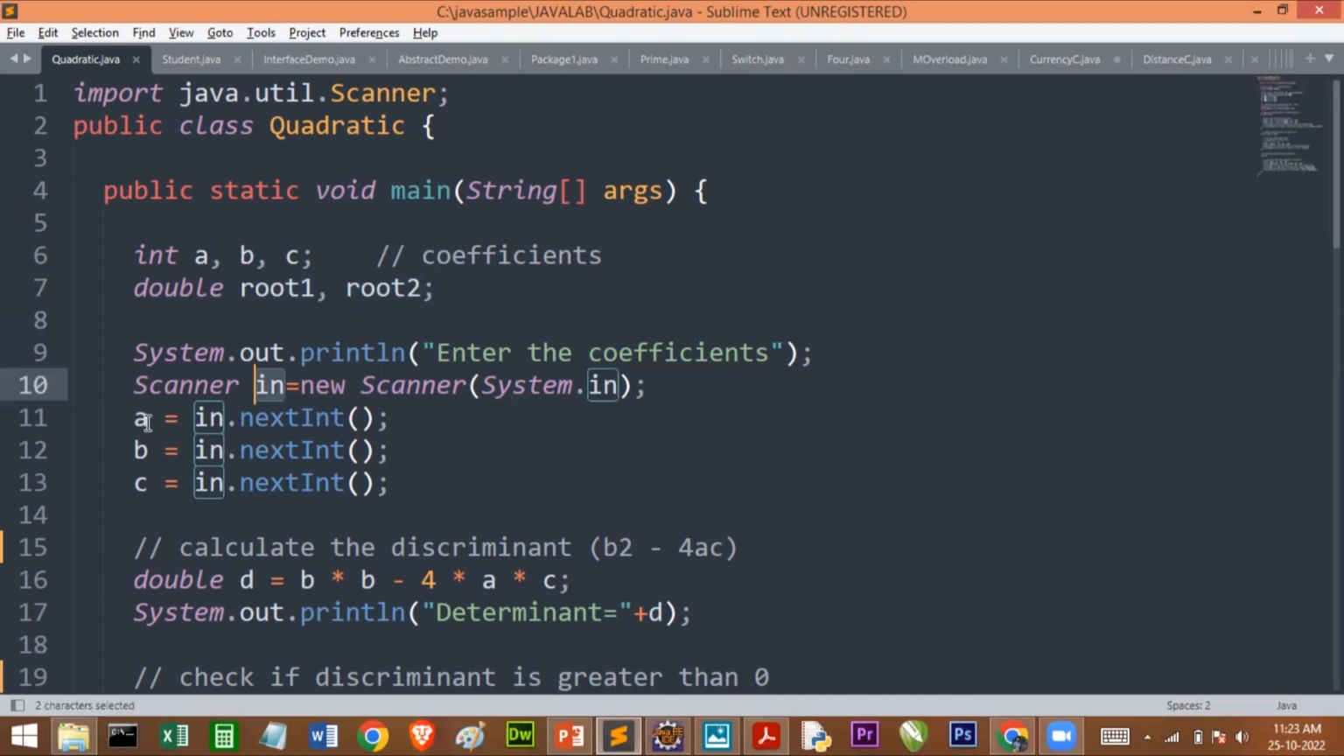You can store it in this. If you want to read a float, you have to give nextFloat. If you want to read a string, you have to give nextLine. If you want to read a double, you can give nextDouble, nextLong, like that.